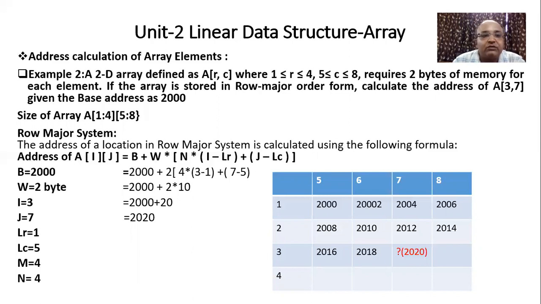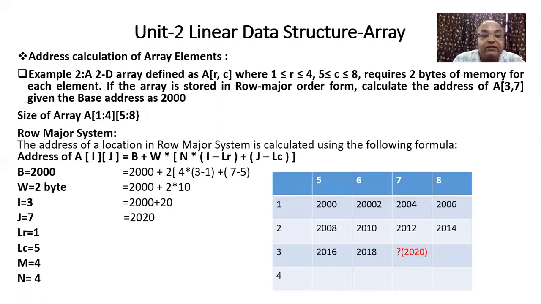So the size of the array will look like this. See here. A of the row index will range from 1 to 4, and similarly the column index will range from 5 to 8. Please concentrate here. In this example, the indices of the array do not start from 0.